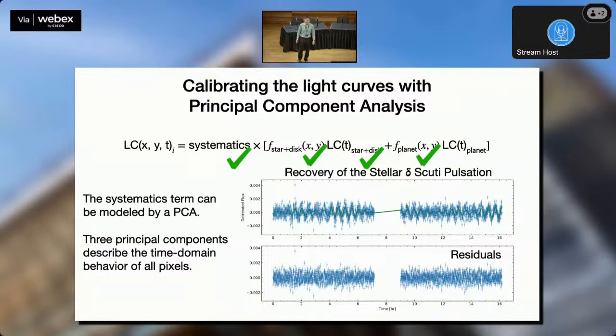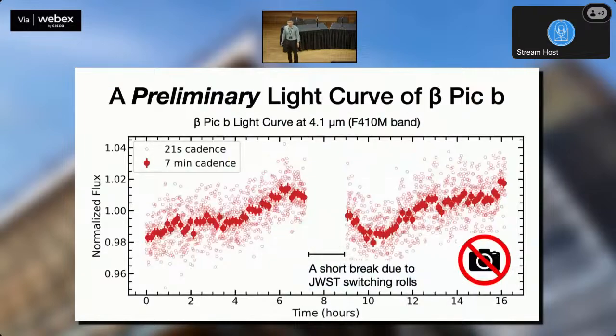Not just that, we also solved one more term. We know the intrinsic model of the star from this exercise. Now the only term left is the light curve of the planet. This is what we got so far.